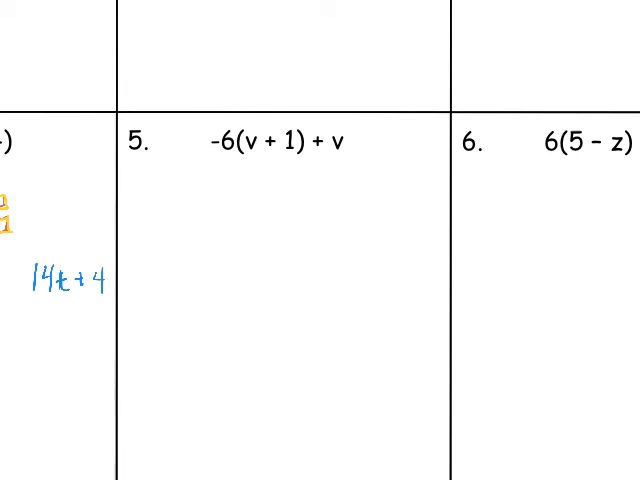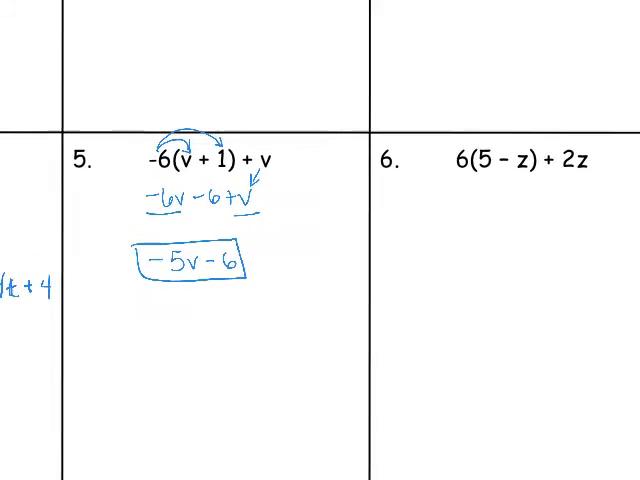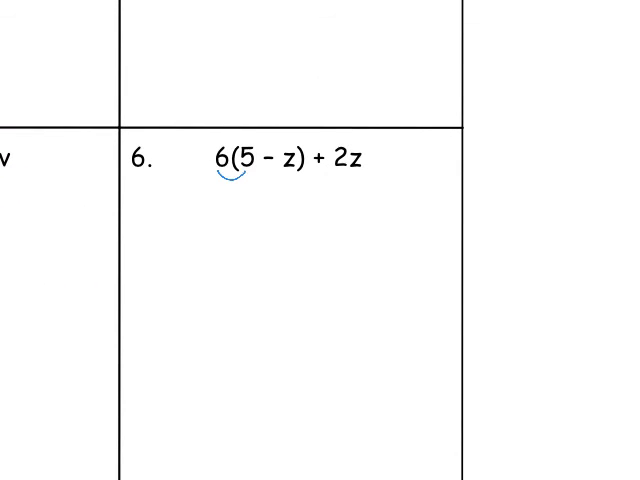All right. Distribute negative 6 times v is negative 6v. Negative 6 times 1 is negative 6, plus, bring down the v. Now combine like terms, negative 5v minus 6. Six times 5 is 30. 6 times negative z is negative 6z plus 2z. Combine like terms. 30 minus 4z. And there you go.